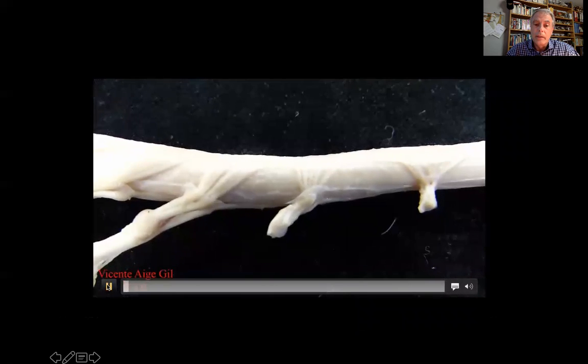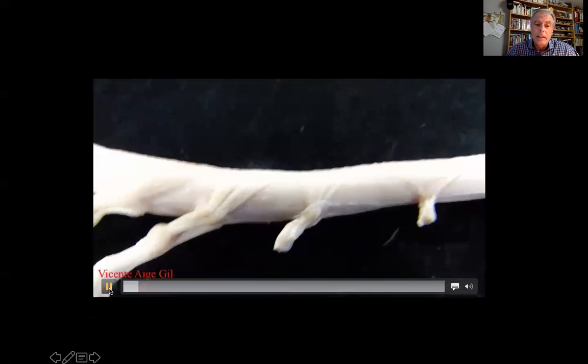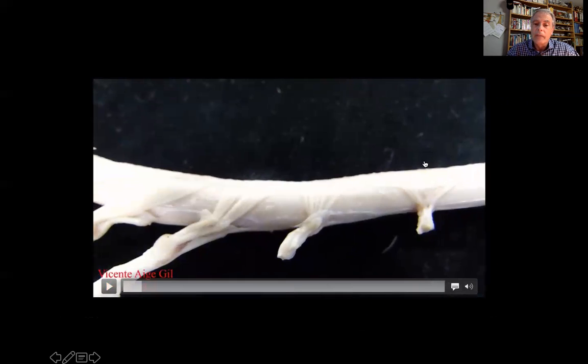Let's go with a video. In this dissection, I have removed the dura mater and the underlying arachnoid membranes. So here you have the dura that has been sectioned. So it was covering in a single sleeve or layer the spinal cord and the roots. These are small roots, rootlets of a dorsal root of a spinal nerve as well. The same happens in the ventral root.